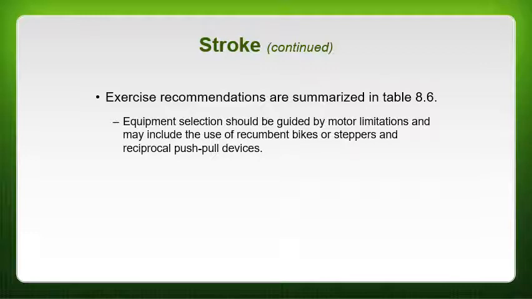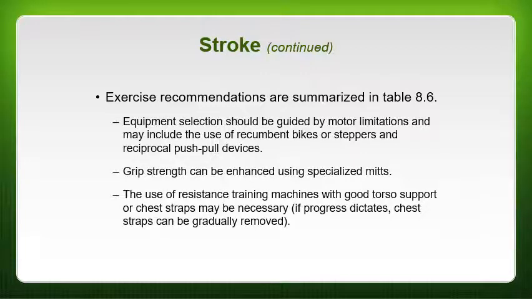And again, the equipment you're going to use is going to be guided by their motor limitations. Again, there's a wide variety of physical functional limitations that could come out of this. So again, you may have to utilize different types of equipment as we look at here based upon their functional deficits. Grip strength can be enhanced utilizing special mitts. If by chance they can't hold on to things, they could certainly get assistance with that. And again, use resistance training machines with good torso support or chest straps if need be. And again, if progress dictates, chest straps can gradually be removed.